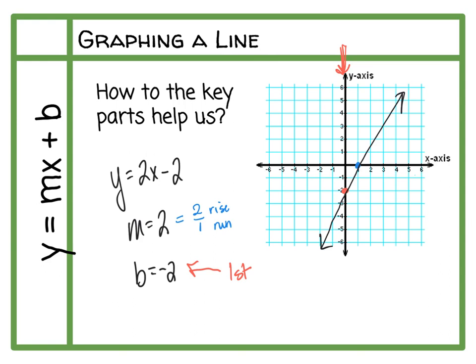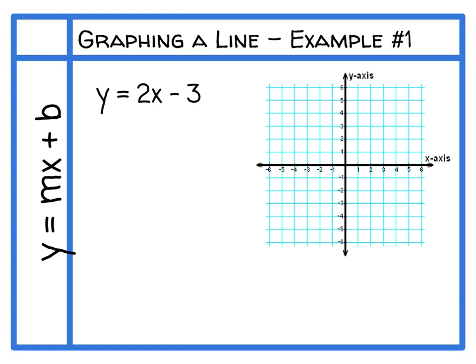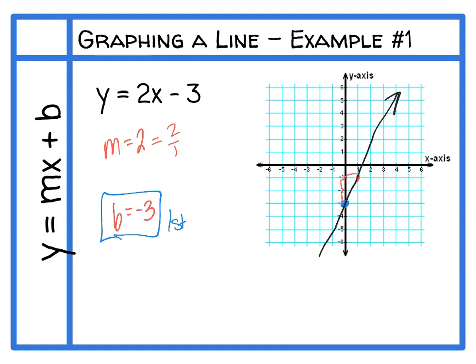Let's see how that works again. We have y equals 2x minus 3. I'm going to quickly identify my slope is 2 and my y-intercept is negative 3. Remember, I'm plotting my y-intercept first, so I'm going to plot my negative 3 first. Then I'm going to use my slope, 2, or remember, 2 over 1. It tells me I'm going to go up 2 because it's a positive number and run 1 to the right. Those are my 2 points, which then will allow me to graph my line.